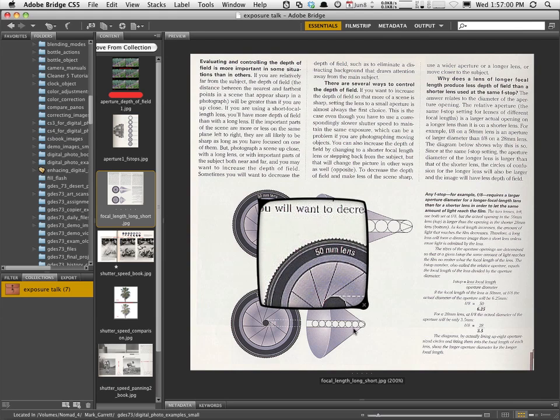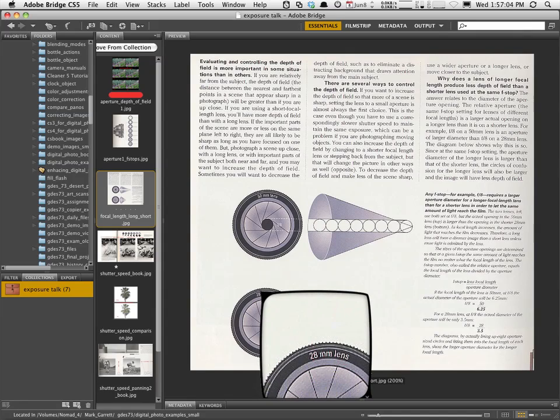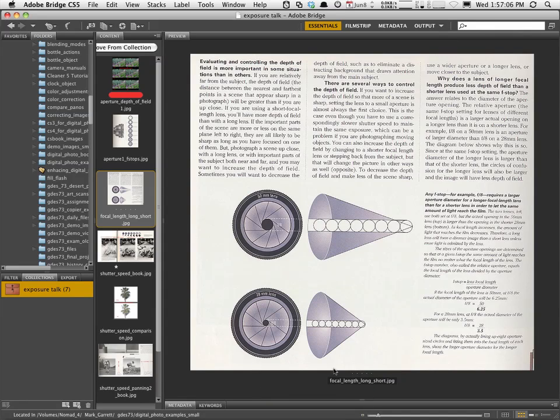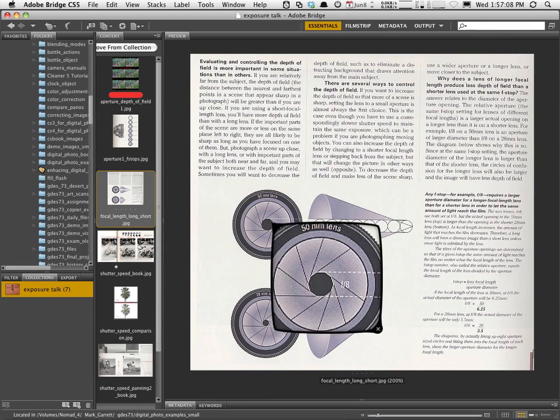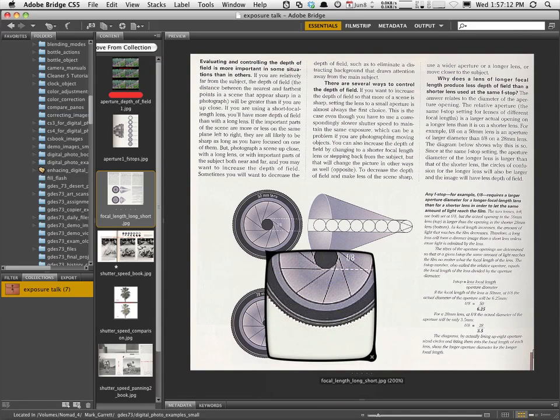So you can see the hole is bigger than this one. On this 28mm lens, that hole is smaller. But they both say f8. Why is that? Because the f-stop number is a ratio.